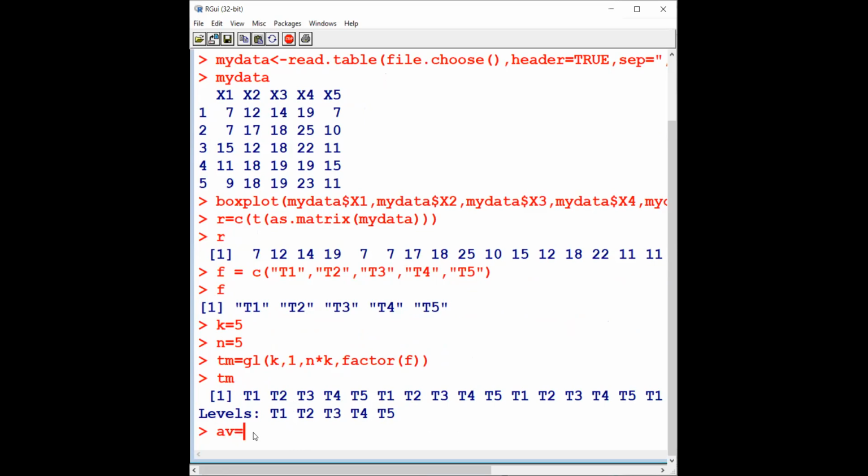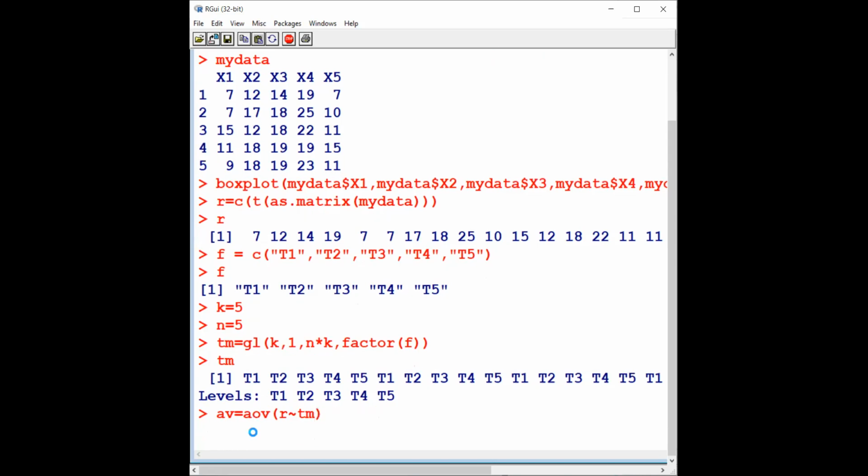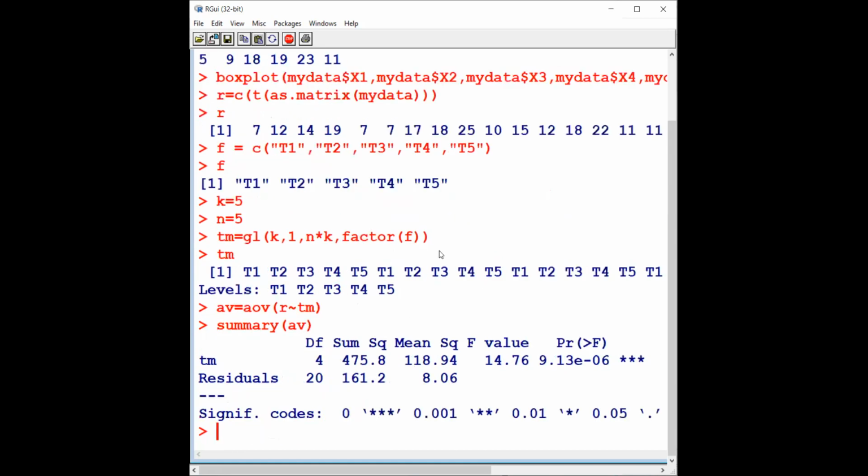So I'm going to give a variable name as AV, and to run ANOVA, we are using the built-in function aov. Our data is in this row vector R, and then we have to give the factors as TM, the ones that we have already labeled. So I'm going to use summary(AV). Here you will see the ANOVA table.